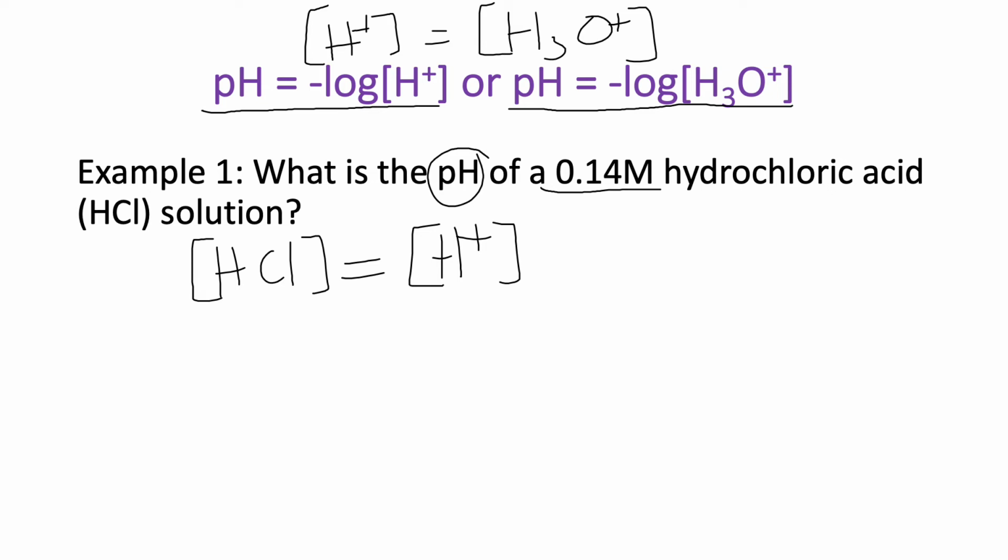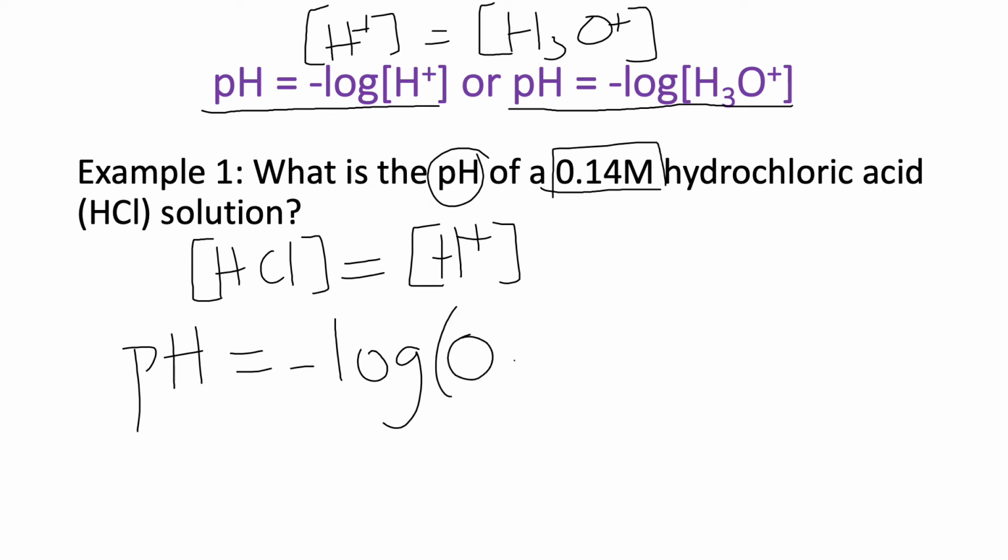Now we just take the pH formula and plug it in. So for pH, what you're going to type into your calculator is negative log, open parentheses, put in that 0.14 molar. That's your concentration. I'm sorry, the way you put it in your calculator, you won't put M, you just put 0.14, and the answer you're going to get is 0.85, and you can always round to the nearest few decimals.